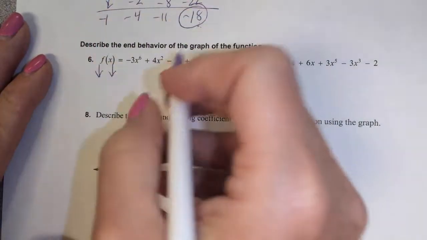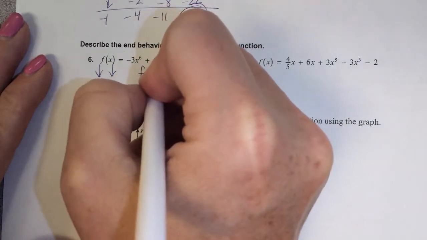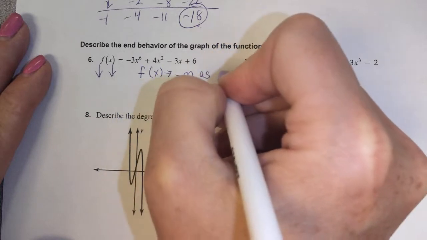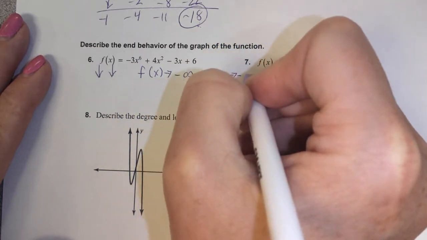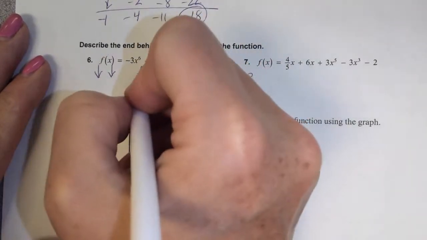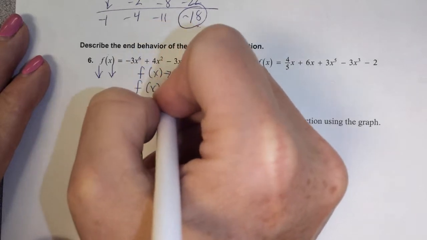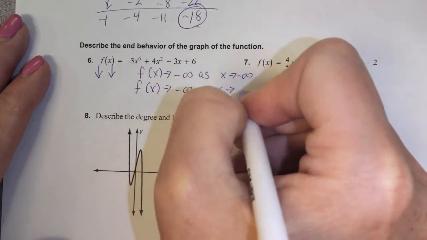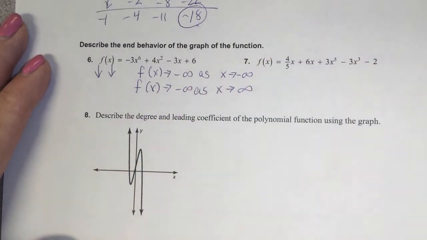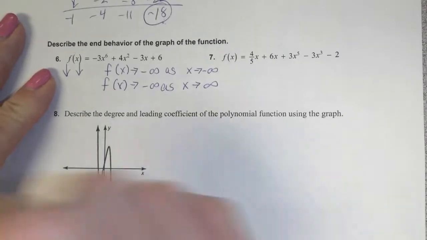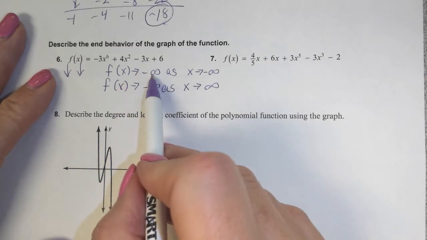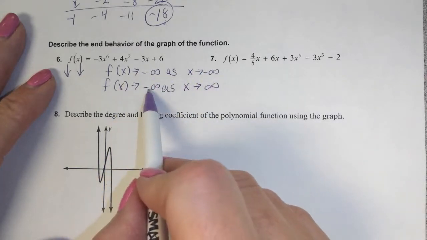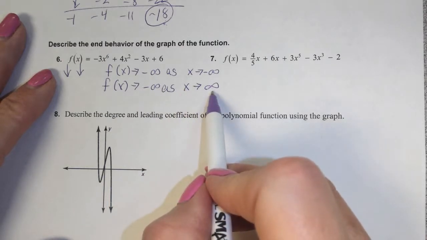It's down, down. But the way you write it is f of x approaches negative infinity as x approaches negative infinity. F of x approaches negative infinity as x approaches positive infinity. So this is saying y is going down as x gets small. Y is going down as x gets large.